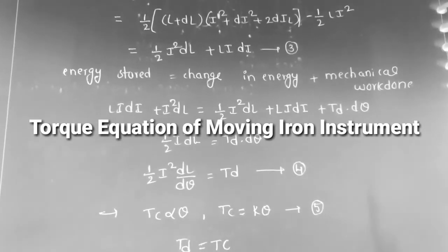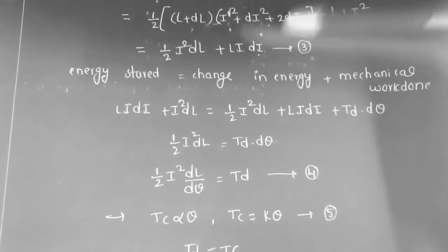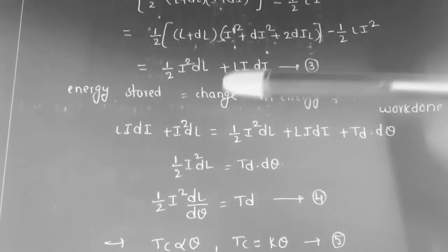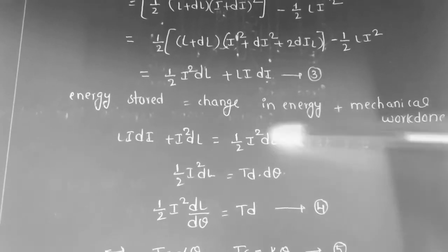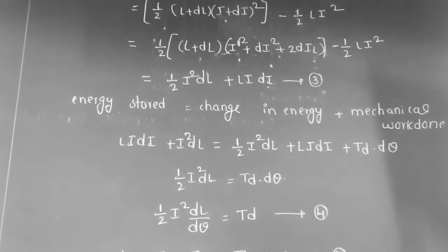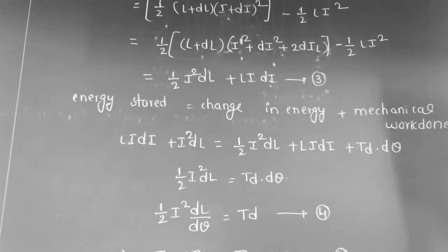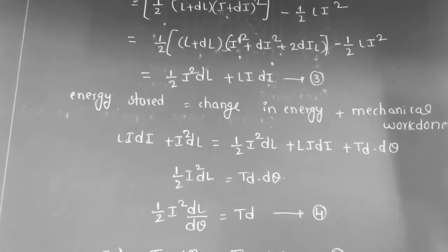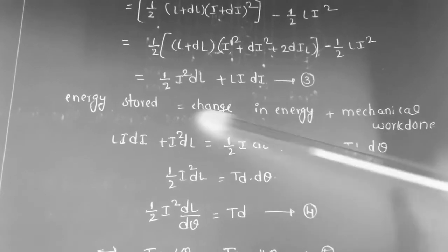Let us discuss the deflecting torque equation of the moving iron instrument. Here we use the law of conservation of energy for the torque equation. Energy stored equals change in energy plus mechanical work done. That is the law of conservation of energy. What is it actually? Energy can neither be created nor destroyed; it is altered or changed from one form of energy to another. Energy stored equals change in energy plus mechanical work done.